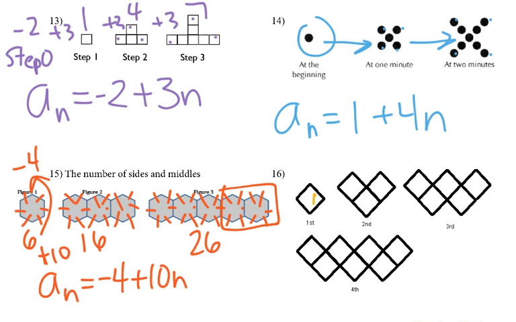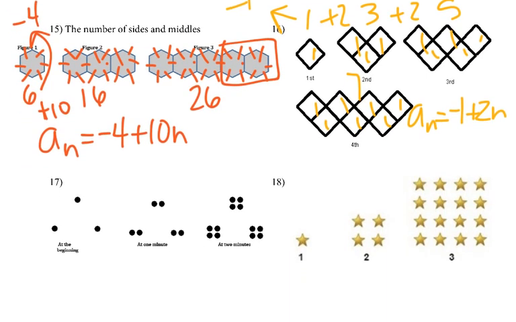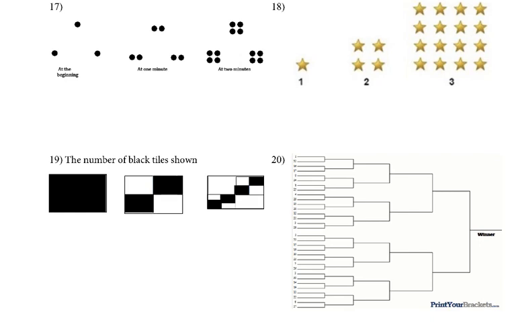Okay, number 16, we have 1, then 3, then 5, then 7. So we are definitely adding by 2. So going backwards, we would start at negative 1. So a sub n equals negative 1 plus 2. It's arithmetic, so times 2. Okay? Hopefully this is seeming a lot easier to deal with.